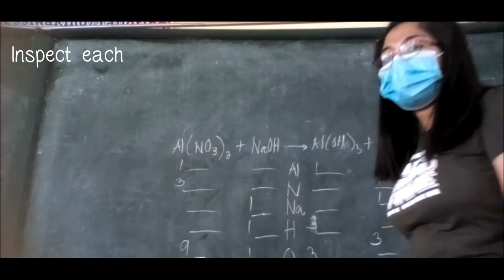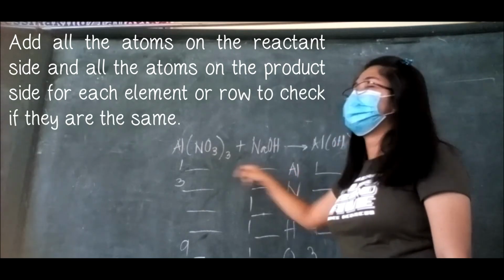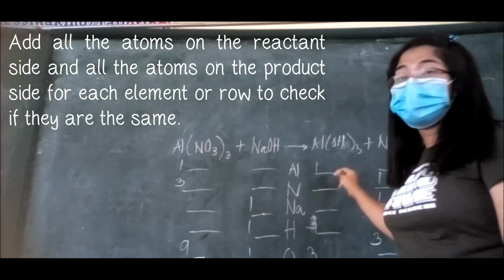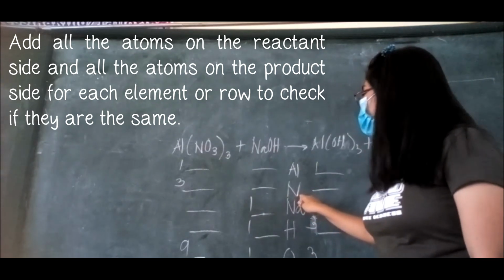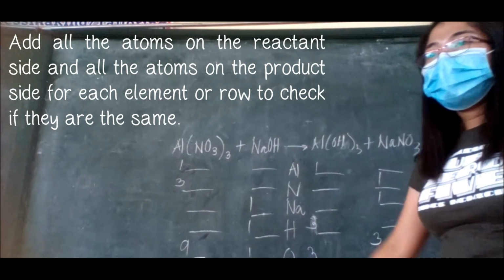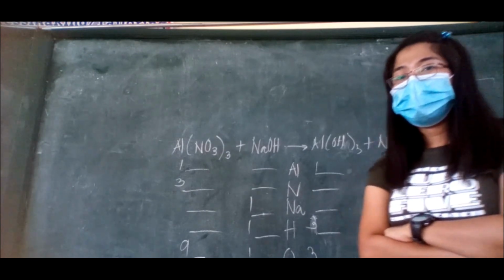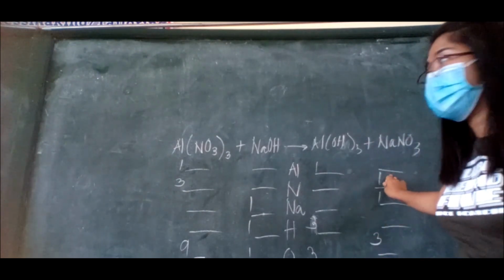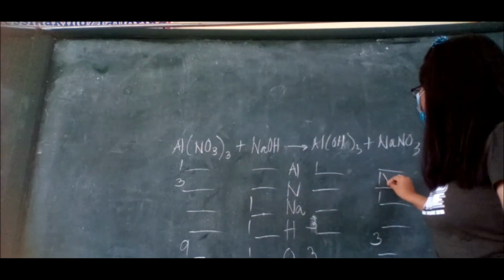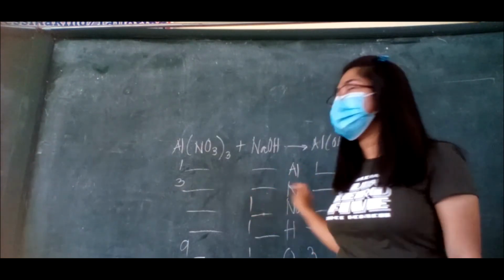Now, observe the number of atoms in the reactants and the products. Let's begin with aluminum. We have 1 atom in the reactants and 1 in the products, so that's balanced. Now, let's move on to nitrogen. We have 3 in here and 1 in here, so definitely they're not balanced. In balancing it, what do we have to do? We have to look for a number to multiply so it equals the reactants. What number? That's 3. 1 times 3, that's 3, and we have 3 in here, so they are balanced.